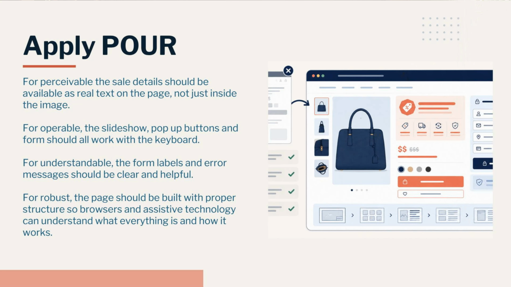Now, what happens if we apply POUR? For perceivable, the sale details should be available as real text on the page, not just inside the image. For operable, the slideshow, pop-up, buttons, and form should all work with the keyboard. For understandable, the form labels and error messages should be clear and helpful. For robust, the page should be built with proper structure so browsers and assistive technology can understand what everything is and how it works. That's how POUR works.